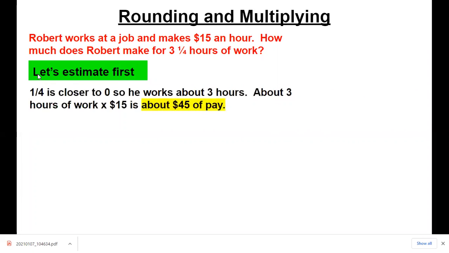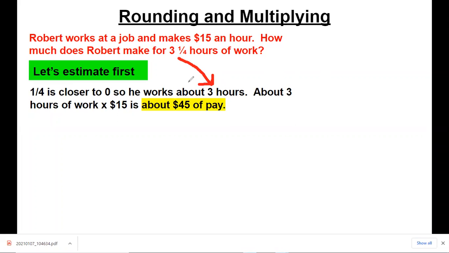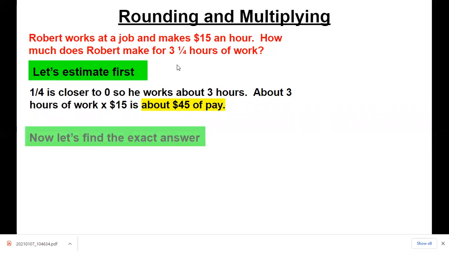So 1/4 is closer to 0. So Robert, he works about 3 hours. So 3 1/4 has been rounded down to 3. About 3 hours of work times $15 an hour is going to be 15 times 3, which I can do pretty easily. That becomes $45. So he should make about $45. Let's see if our actual answer is close to that.